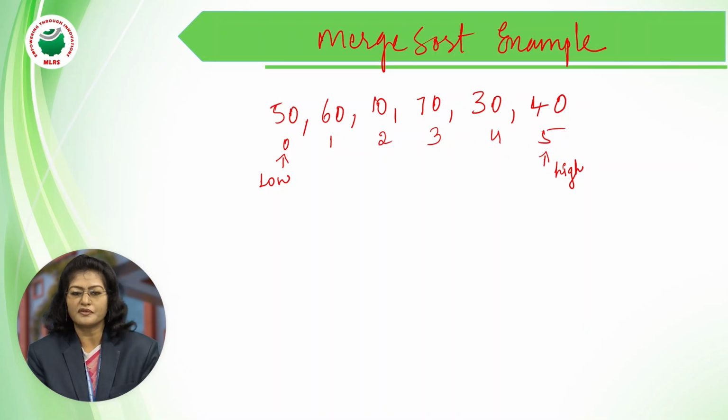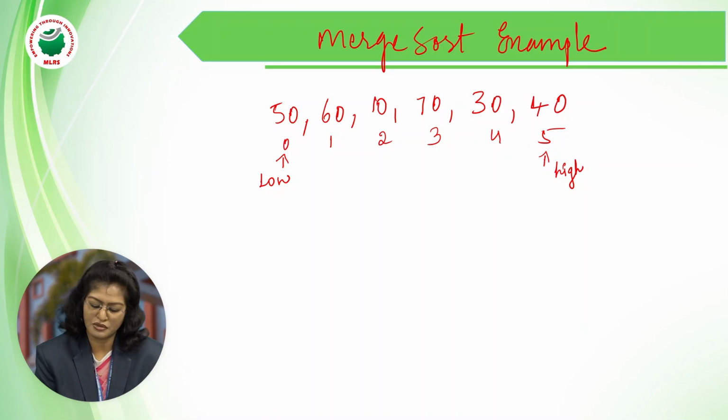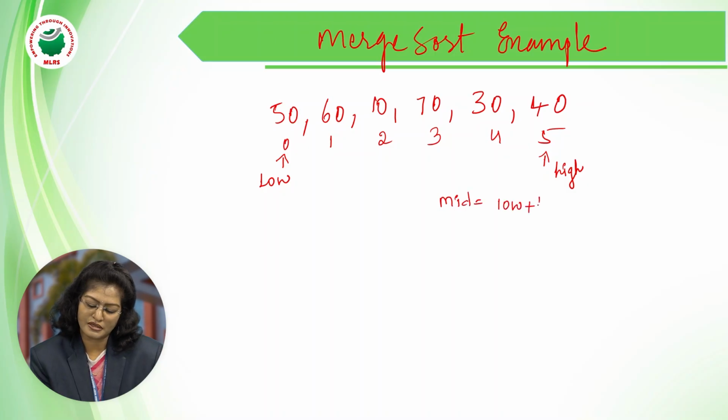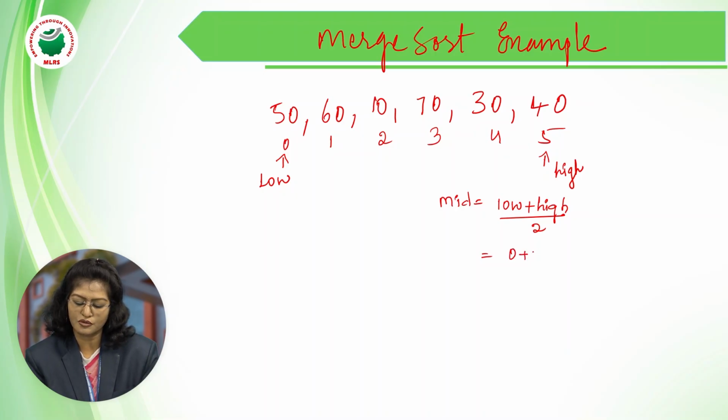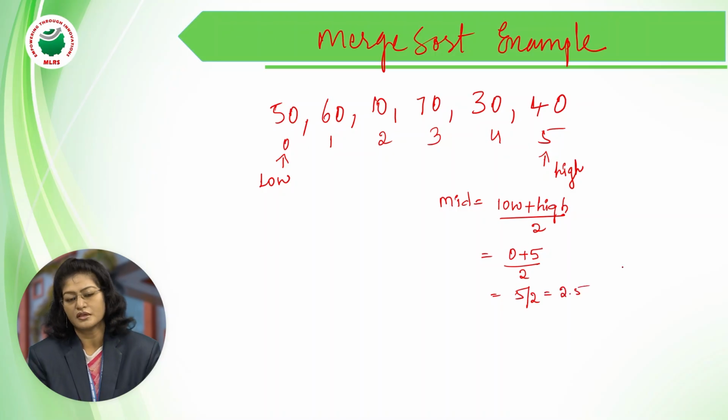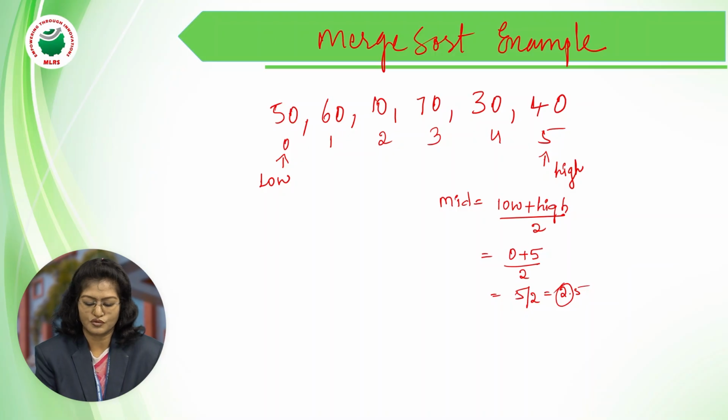Now we have to find the mid value. Mid is equal to low plus high by 2. The low value is 0 plus the high value 5, divided by 2, that is 5 by 2, which equals 2.5. We consider only the integer value, so 2 is your mid value.